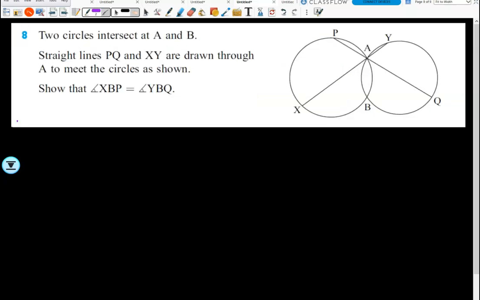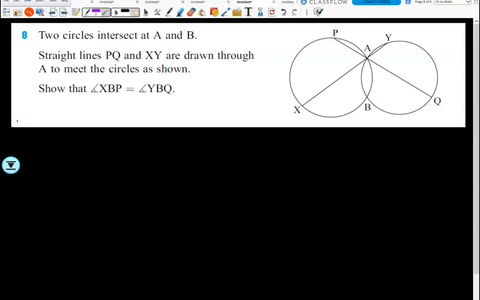And if you go back and listen to some of this, which I hope you do sometimes, what is the moral of the story here? Do something. Make sure you read the question and then do something. So two circles intersect at A and B. Yep, got that. Straight lines PQ are drawn. Now that's really important because we can now assume that is a straight line. It's not like PA and then it drifts a little bit from A to Q. Straight line. Show that XBP.